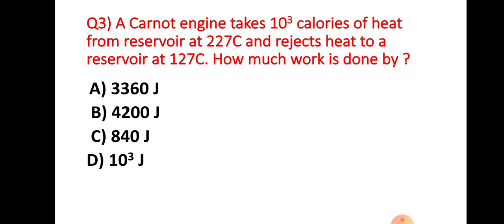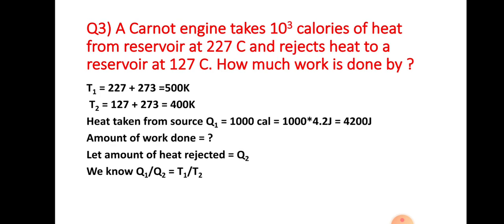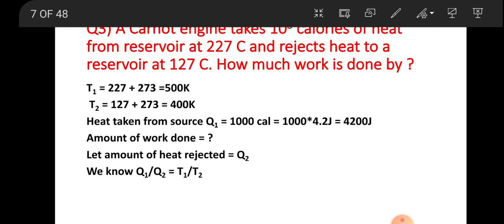Now let us see question number 3. A Carnot engine takes 10 to the power 3 calories of heat from a source at 227 degree centigrade and rejects heat to a reservoir at 127 degree centigrade. How much work is done? In order to solve this question, we must calculate work done.